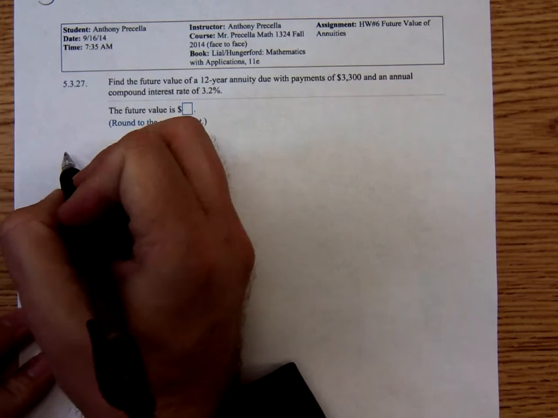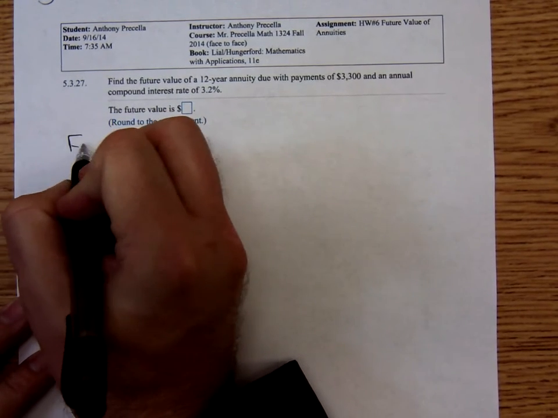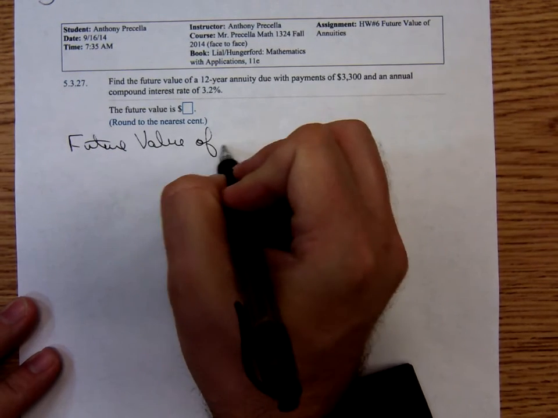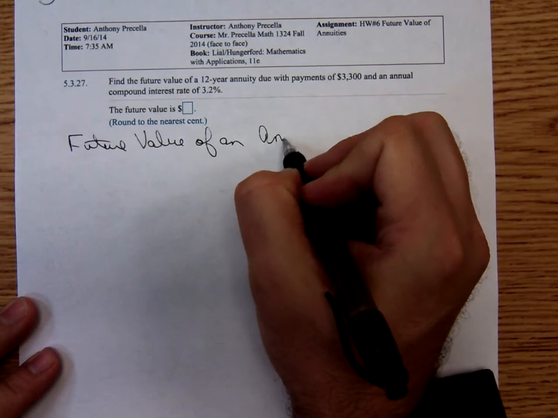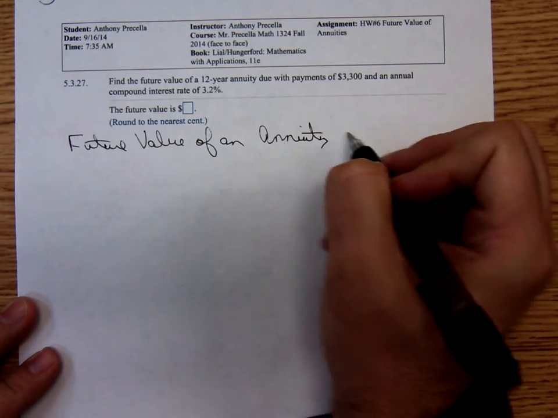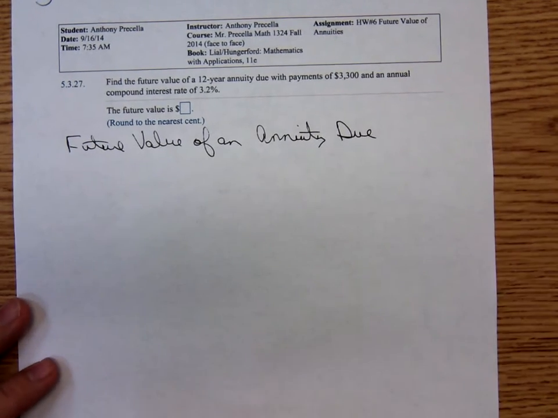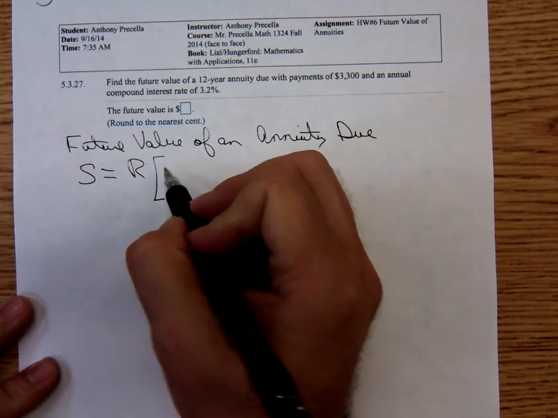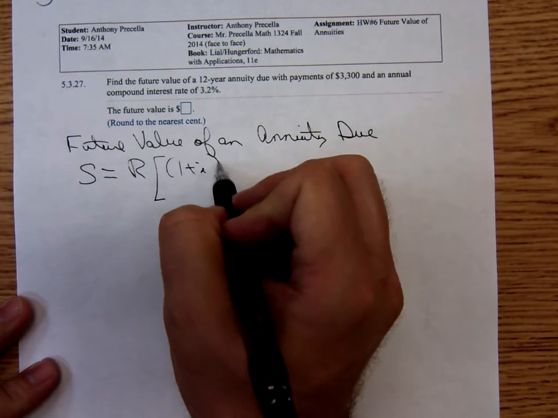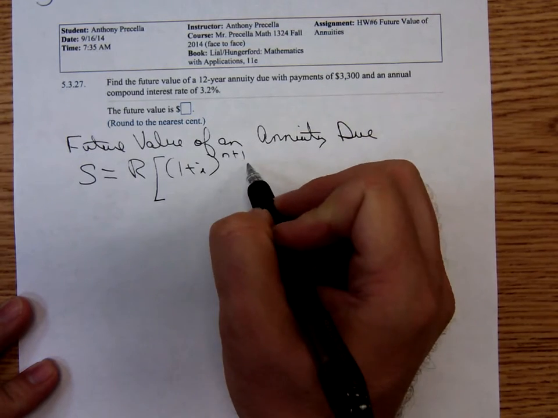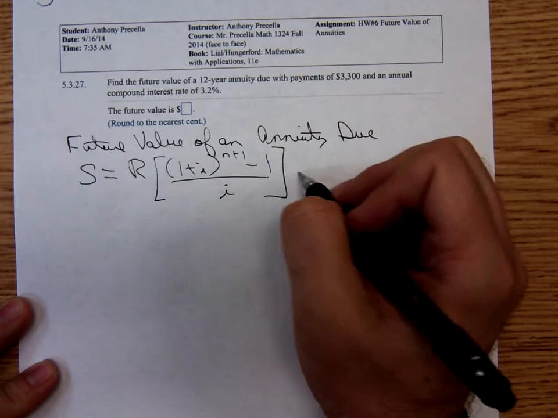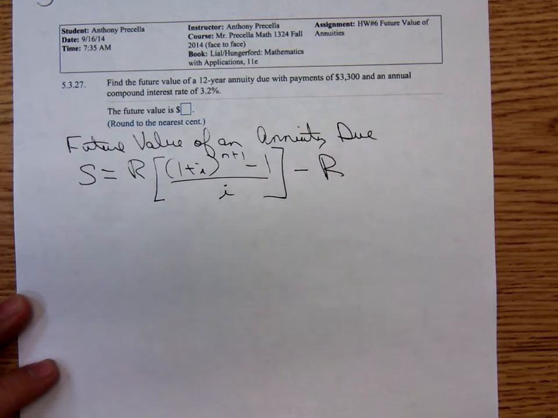The future value of an annuity due formula is given by S equals R times (1 plus i) to the n plus 1 minus 1, all divided by i. But then we have to subtract off that artificial payment.